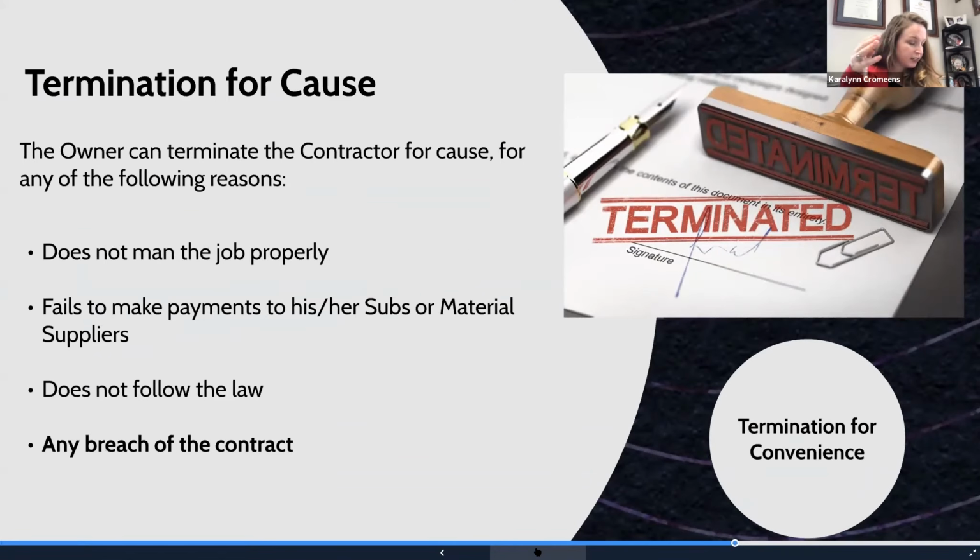The contractor can send the owner notice of default, and if it's not cured within 7 days, they have the right to terminate. Okay, the next section is when the owner can terminate the contractor for cause: did not man the job properly, fails to make payments to the subs or material suppliers, does not follow the law, or any other breach of the contract. They give you notice, you have, I think, 7 days to cure. If you don't cure the defect, then you can be terminated.